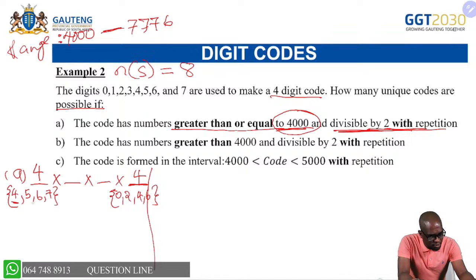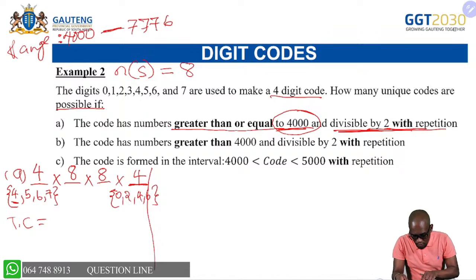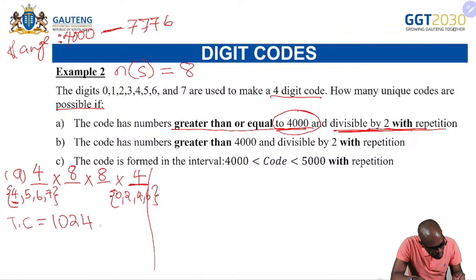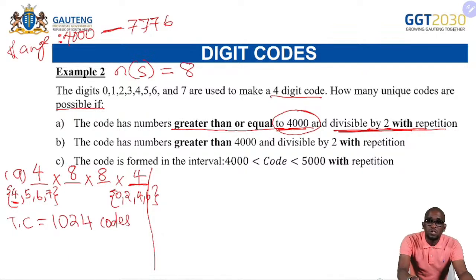Now let us check how we can fill in the rest of the numbers. Now, the second position, obviously, we have 8 numbers at our disposal, and each number has equal chance of being used there. So we have 8 options, and also here we can use 8 different options. So the total number of codes in this case would be 4 times 8 times 8 times 4, which gives us 1024 codes. Right, let's move on to the second question quickly.